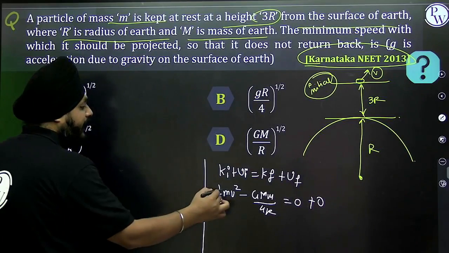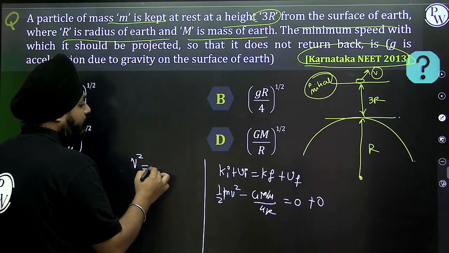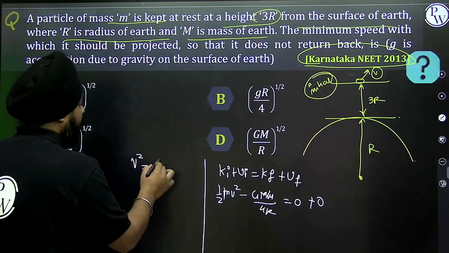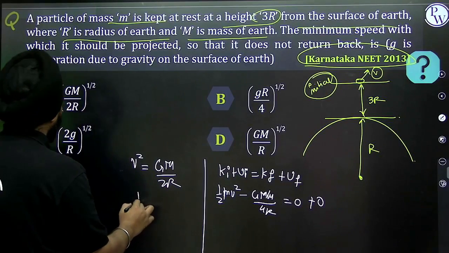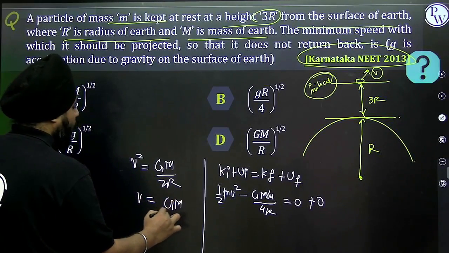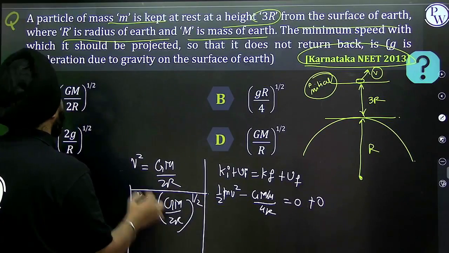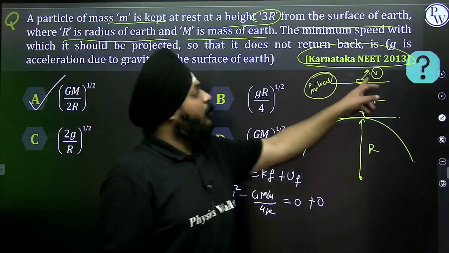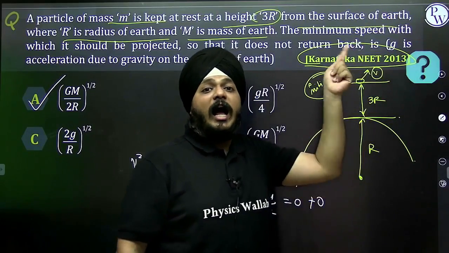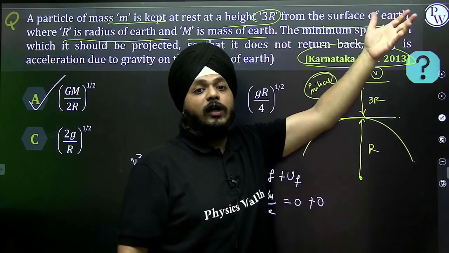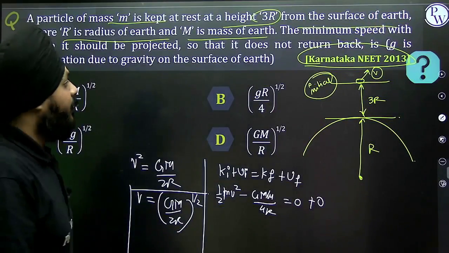So m will get cancelled. So v square is equal to GM whole divided by 2R. So v will be GM divided by 2R whole to the power half. With this velocity, under root of GM by 2R, if it is projected from the height 3R above the surface of the earth, then it can escape the gravitational field.